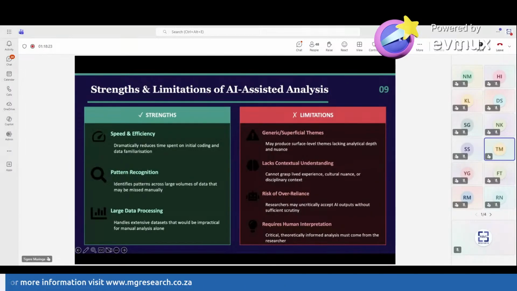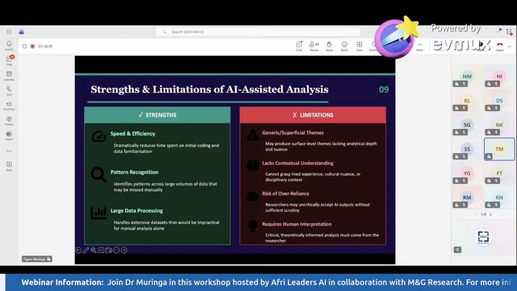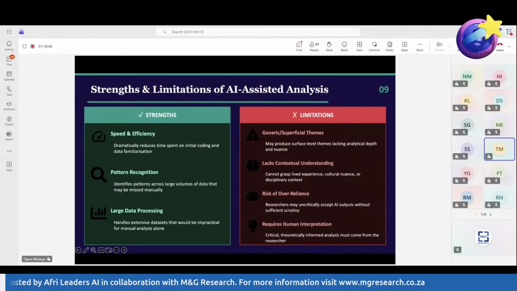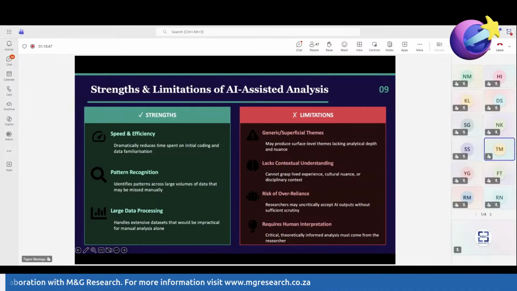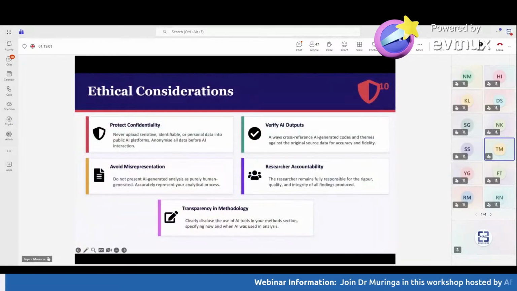So risk of over reliance. Researchers may uncritically accept AI outputs, right, without sufficient scrutiny, which is one of the limitations that we find over time. Our masters and PhD and honors students are working against time, and more often than not, they will tend to just copy and paste without actually interrogating the outputs that have been generated with these platforms. So we said we require human interpretation, right? We say we need to be critical, we need to be theoretically informed, and analysis must come from the researcher, not dependent on the platforms themselves, right?